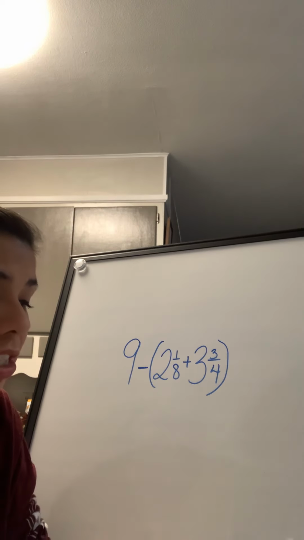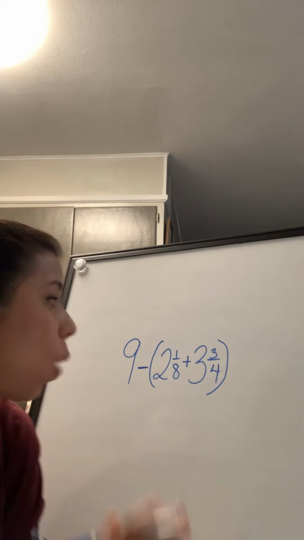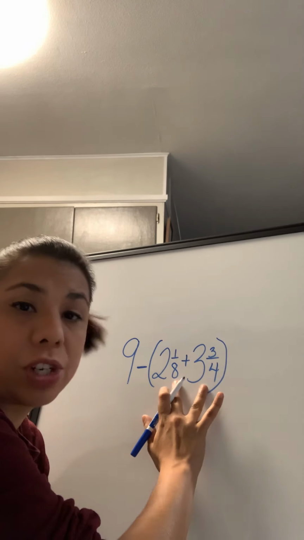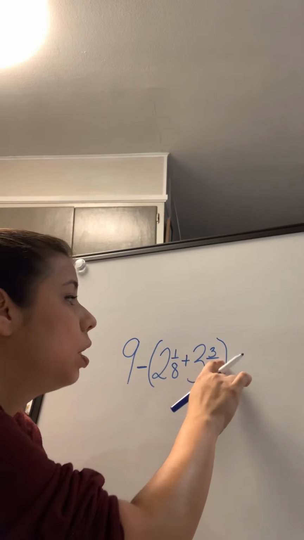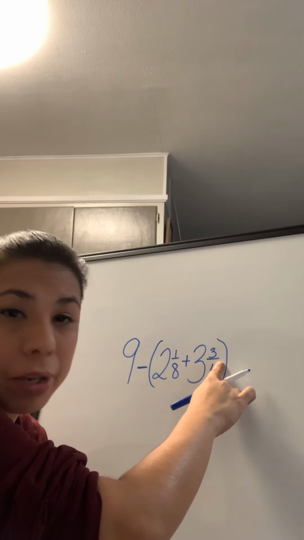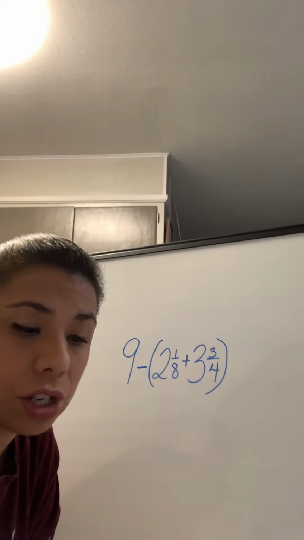So you need to make sure that you are showing your work. I need to see you have worked this out. You have found a common denominator, which I can look at 8 and 4 and know I can multiply this 3/4 by 2/2 and find my common denominator. You cannot add fractions that have unlike denominators.